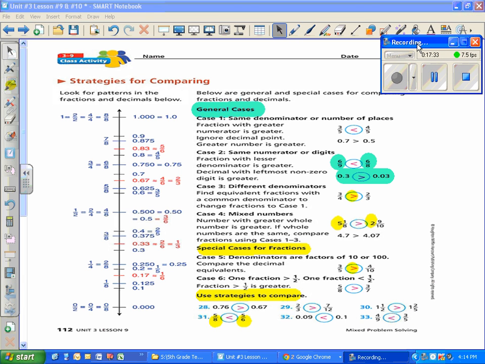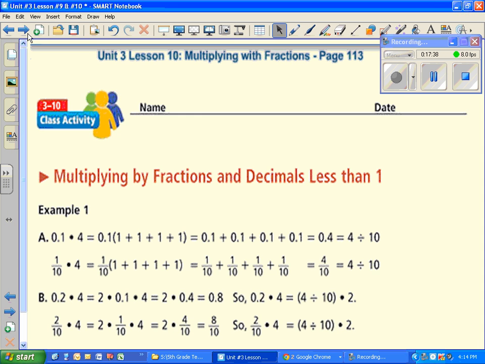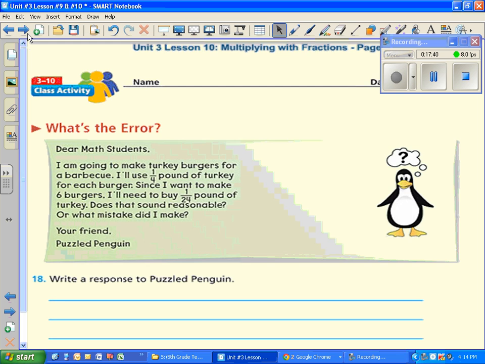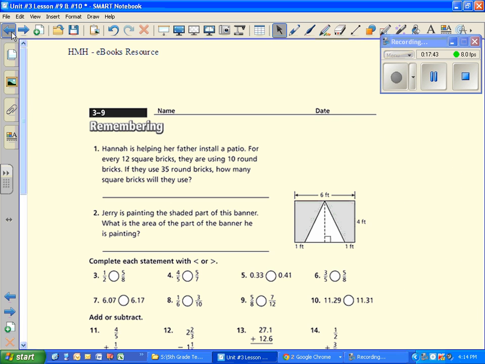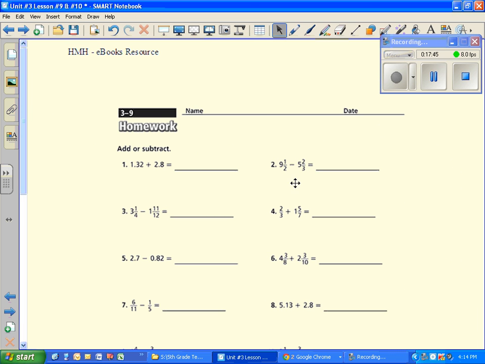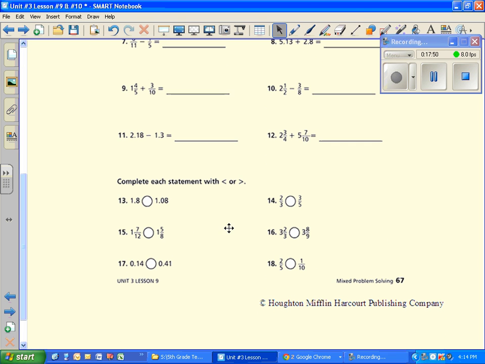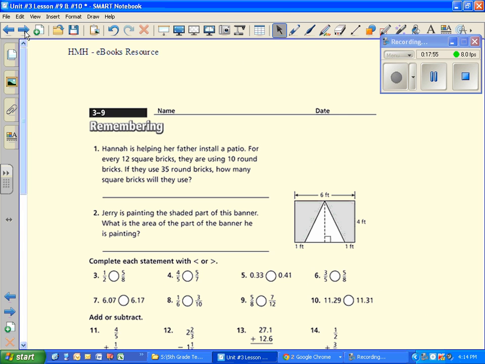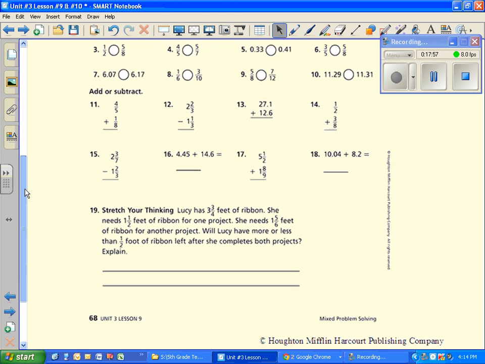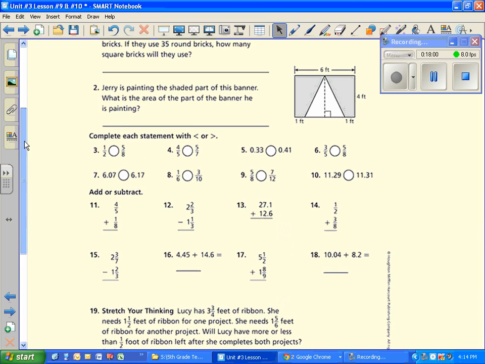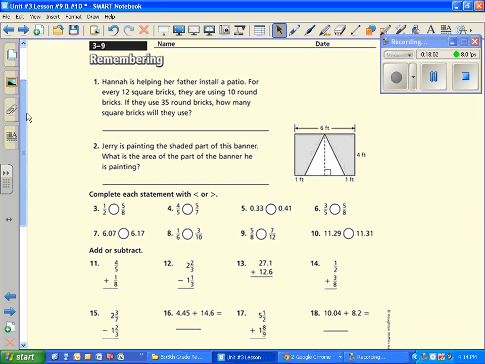This concludes our lesson for tonight. Your assignment for tomorrow will be 3.9 in class. Just take a look at it. Adding and subtracting, more of the same. Comparing, trying to use these strategies. And then the remembering side, more of the same as well. Nothing jumps out at me that would be too difficult. So make sure you finish 3.8, and we will work on 3.9 tomorrow.